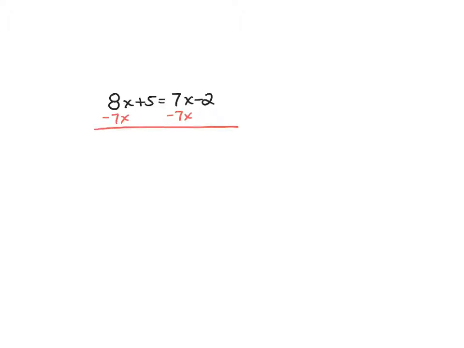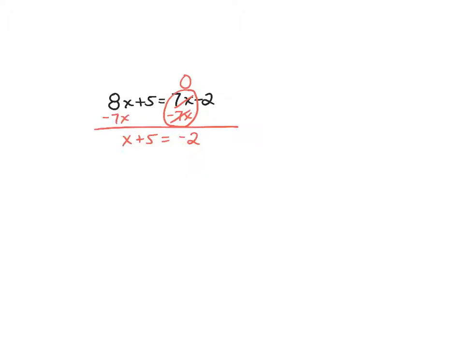Now I am going to go through and simplify each side. 8x subtract 7x gives me 1x, or just x, but I still have plus 5 on the left-hand side. On the right-hand side, 7x subtract 7x gets rid of that, and I am left with, and this is important, it says subtract 2. It's really minus 2, because that 7x minus 7x gave me a 0, and 0 subtract 2 gives me a negative 2.